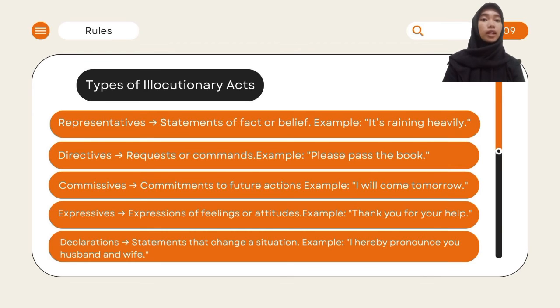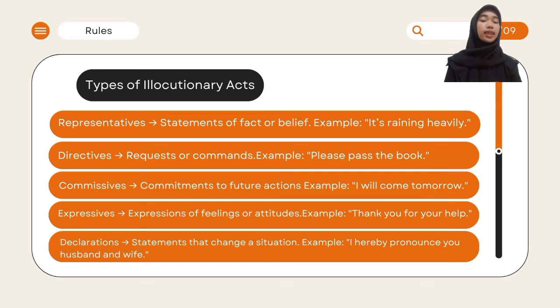The last one, we have declarations. These are unique because they change the status or condition of a situation simply by the act of speaking. A classic example is, I now pronounce you husband and wife. Declarations are often made by individuals in positions of authority such as judges, officials, or religious figures, where the words themselves bring about a new reality.